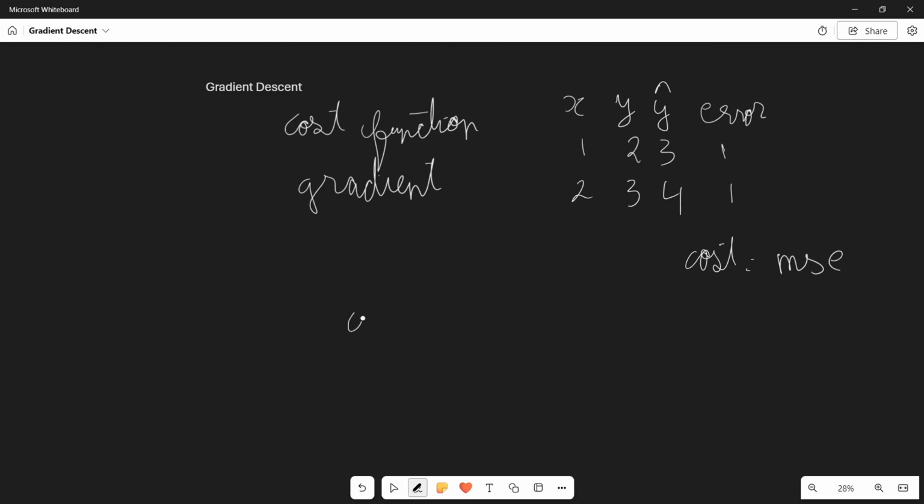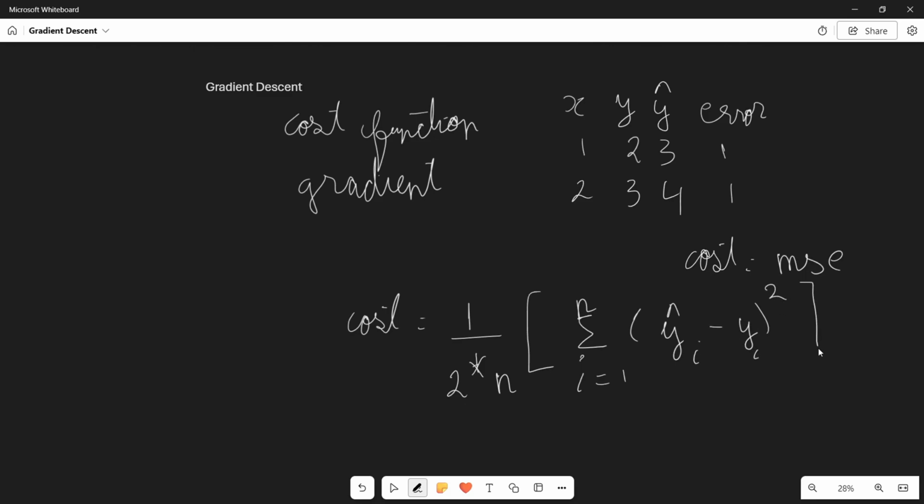Keeping it simple, the cost function can be explained with a simple formula: 1 by 2n, where n is the total number of records in the data set, then summation from i equals 1 till n, iterating over the entire data set from the first data point till the last, of y hat minus y, the whole square. So I think you are all clear up to this point.